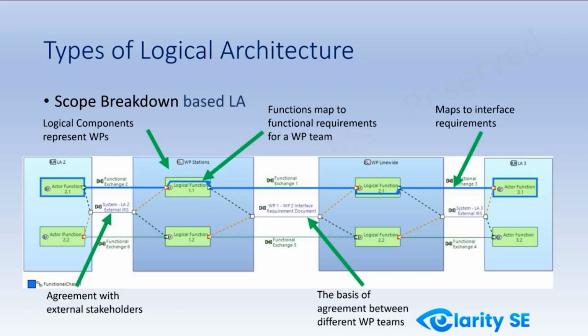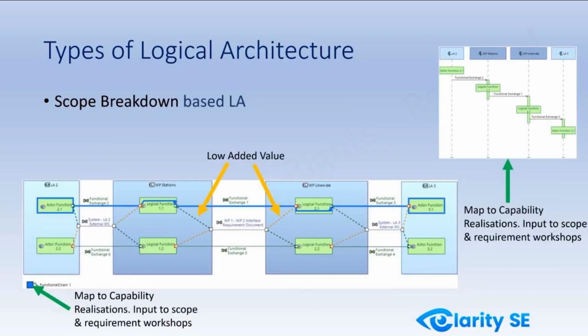IRS. Also, in this scenario, if I just move on to the next slide, mapping between function ports and component ports adds very little value. Right? Why? Because there's only ever going to be one IRS between the different work packages, so you don't need to understand which IRS is mapping to which functional exchanges. That's already clear. You're not really adding a super amount of value.